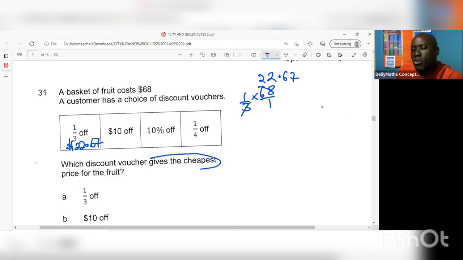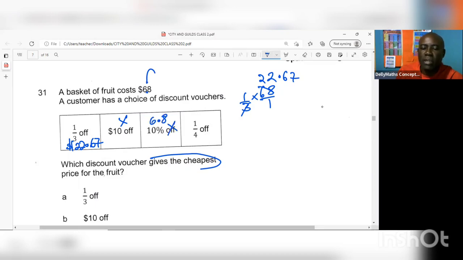We want to look for the cheapest discount. In other words, which one will have the most money come off? $10 off, you can see already is losing, because $10 off cannot compare to $22 off. 10% of this is 6.8, so 10% is $6.80 off.